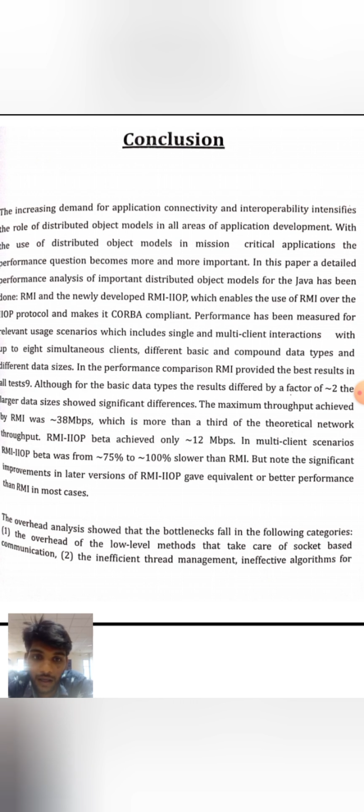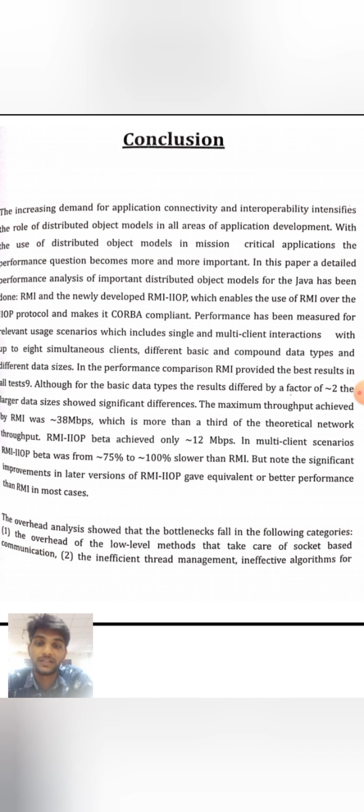and makes it more compliant. Performance was measured for single and multiple client synchronization. In the performance comparison, RMI provides the best results in the test.